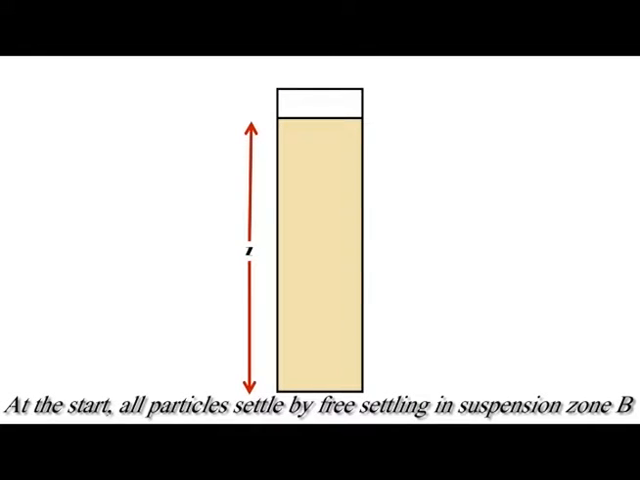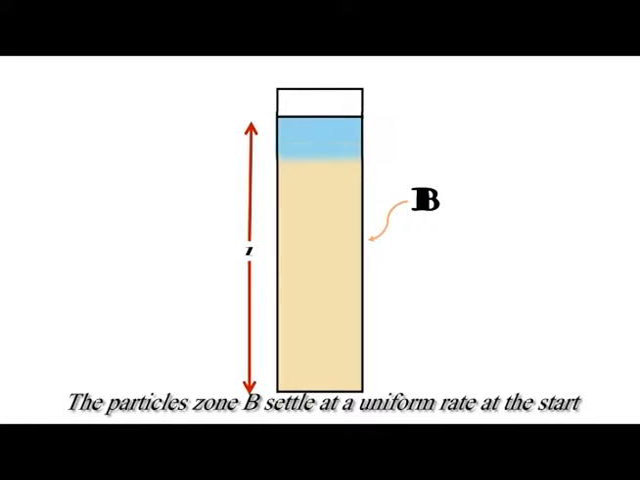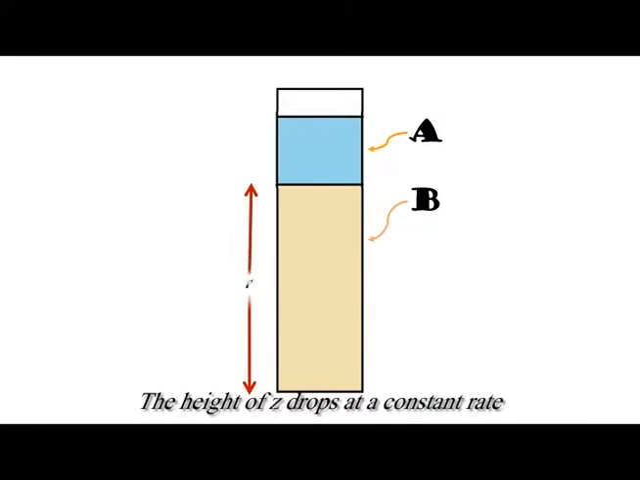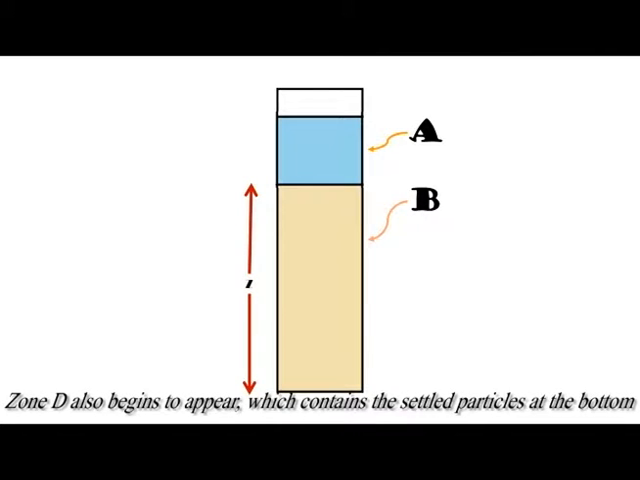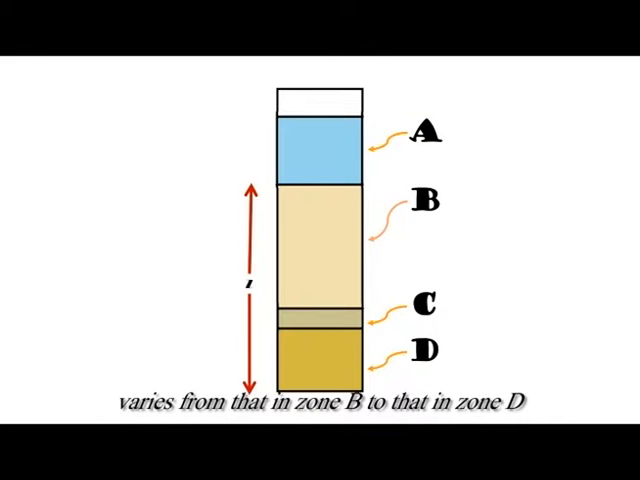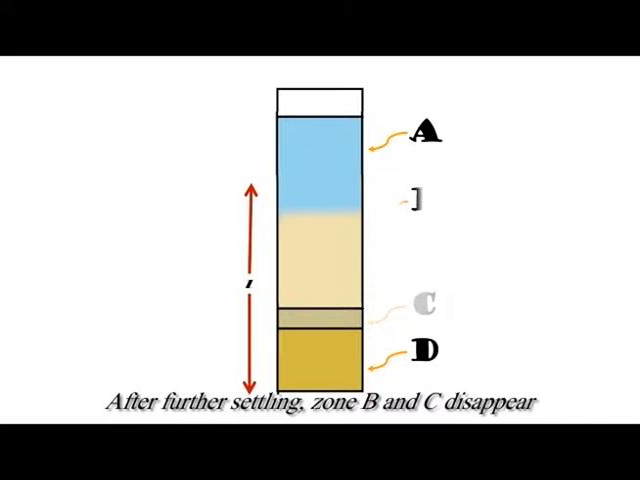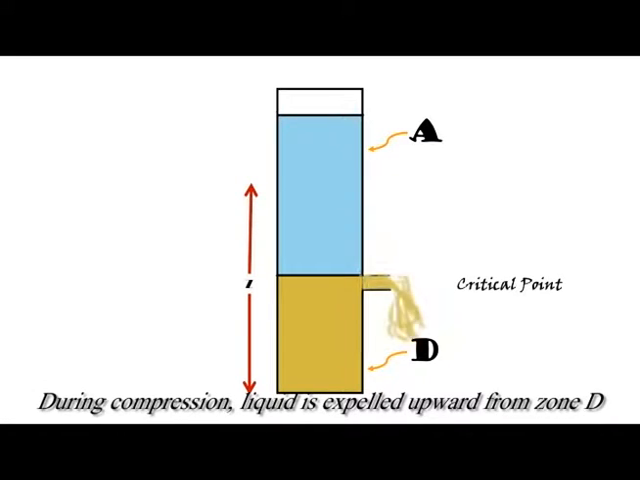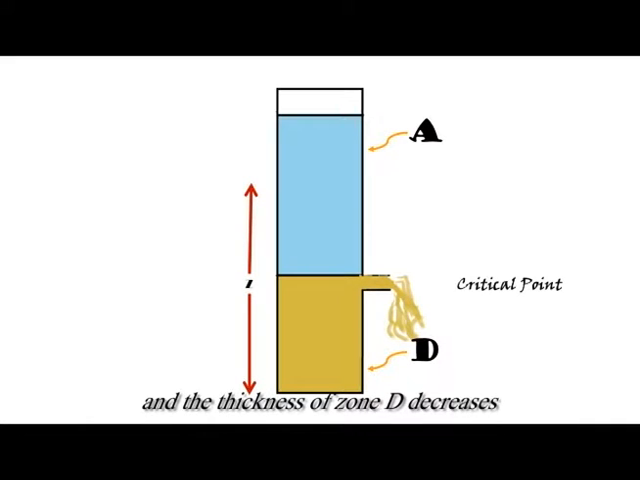At the start, all particles settle by free settling in suspension Zone B. The particles in Zone B settle at a uniform rate at the start, and a clear liquid Zone A appears. The height of Z drops at a constant rate. Zone D also begins to appear, which contains the settled particles at the bottom. And Zone C is a transition layer whose solid content varies from that in Zone B to that in Zone D. After further settling, Zones B and C disappear. Then compression first appears. This moment is called the critical point. During compression, liquid is expelled upward from Zone D and the thickness of Zone D decreases.